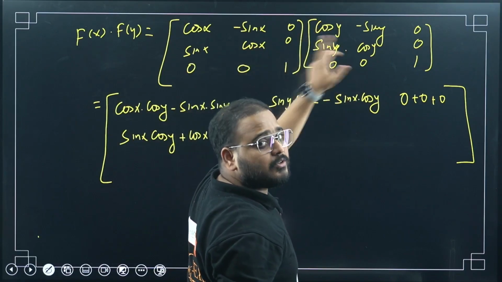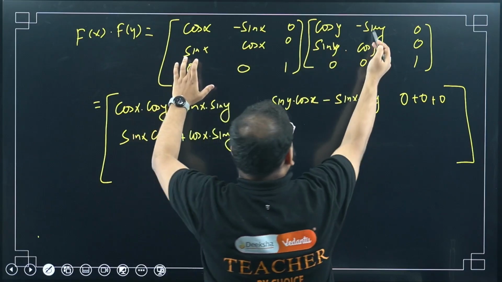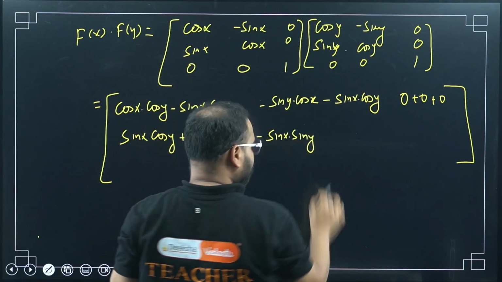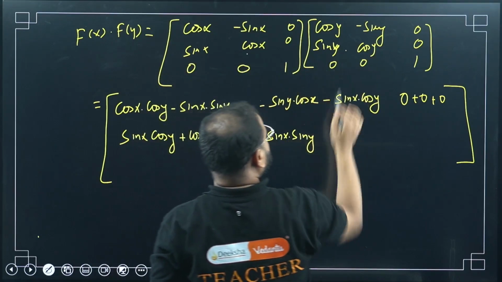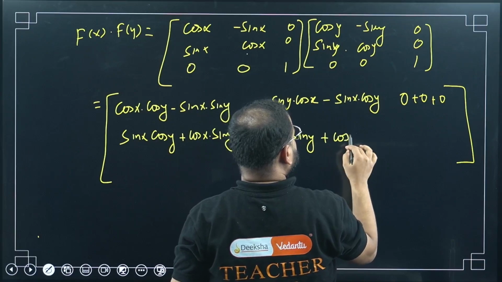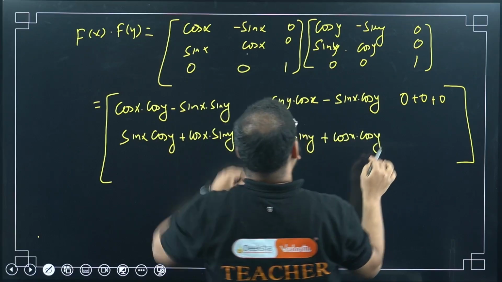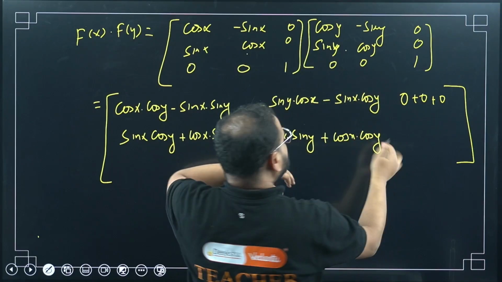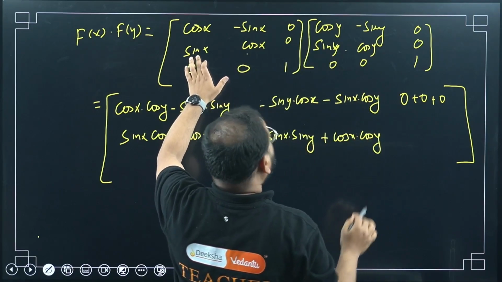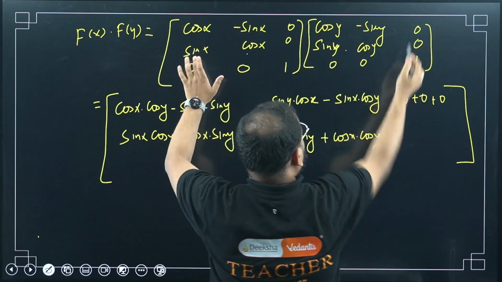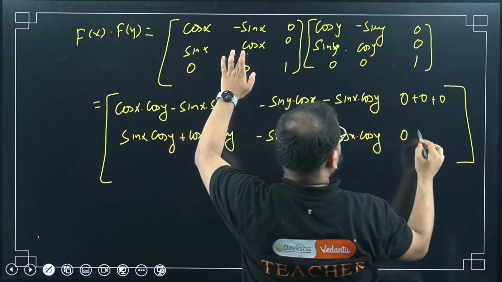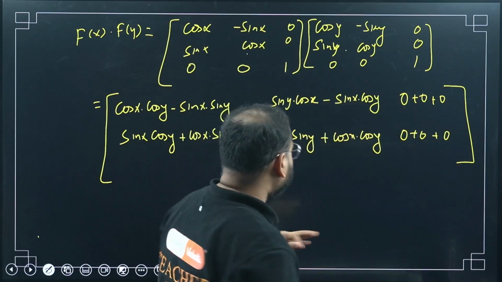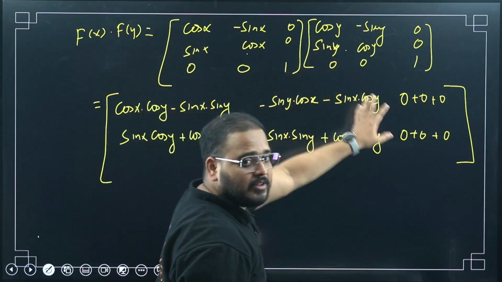Now I'm going to do second row, second column. So sin x with minus sin y, minus sin x sin y. Now cos x with cos y, plus cos x cos y. Now this 0 with this 0, so I don't have to write that. This 0 with this 0 is 0. Now sin x with 0, second row, third column. So 0, cos x with 0, so again 0, and this 0 with 1, again 0. Simple.